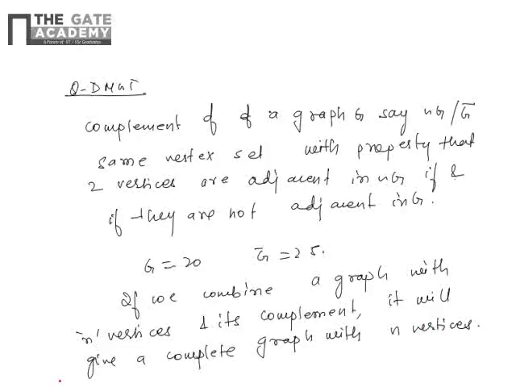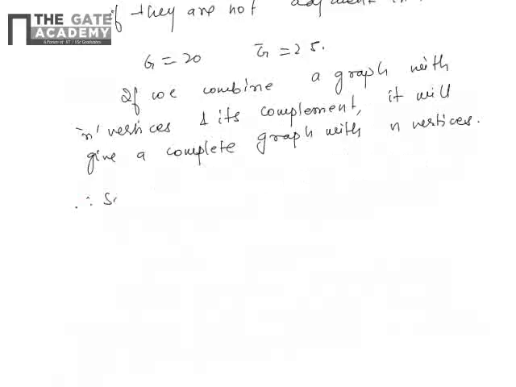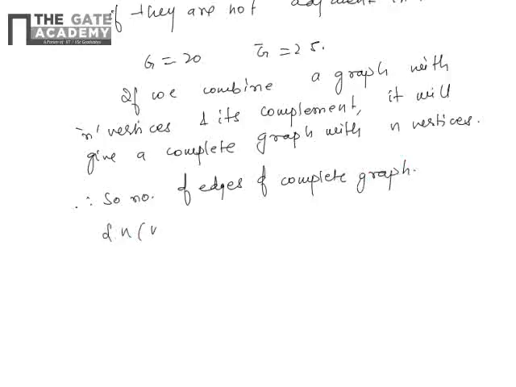Okay, so what will be the number of edges in a complete graph then? So the number of edges of a complete graph will be n into n minus 1 by 2, so it will be 20 plus 25. Therefore n will be, so it will be 45 into 2 equals 90, so n will come as 10. So the answer will be A. Thank you.